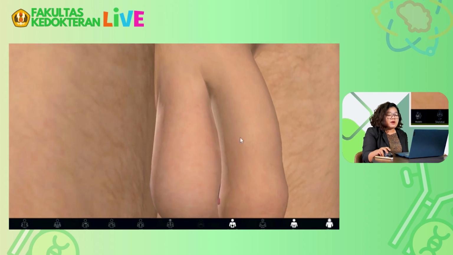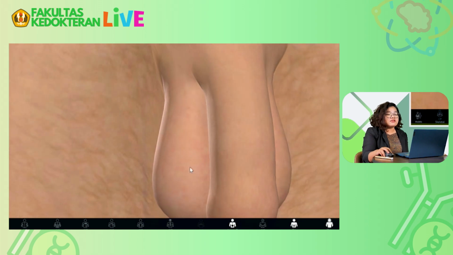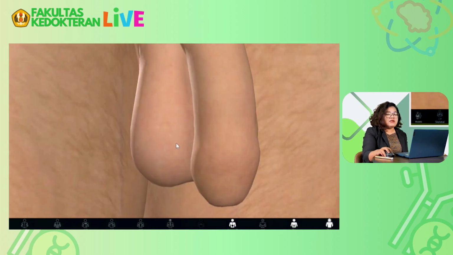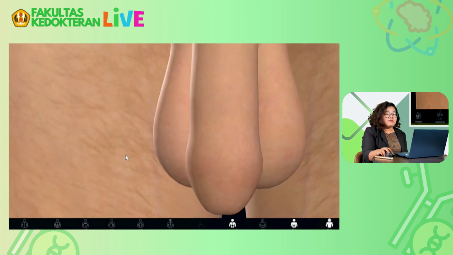The inaccurate part in this animation is that it's very smooth, while in reality, the skin of the scrotum is much more rugged and have wrinkles. Not as smooth as depicted in here, but it's more wrinkled. It has texture and it has relatively darker appearance. Okay, let's go back to the slide.